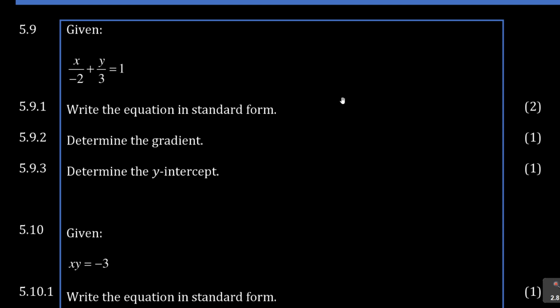Now, let's look at this question. These are graphs now. It says given 5.9, you are given x over minus 2 plus y over 3 is equal to 1. And then 5.9.1, they say write the equation in standard form.